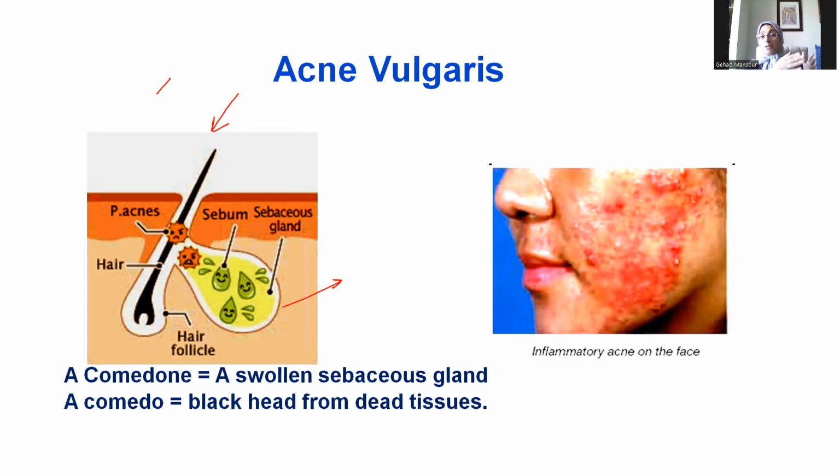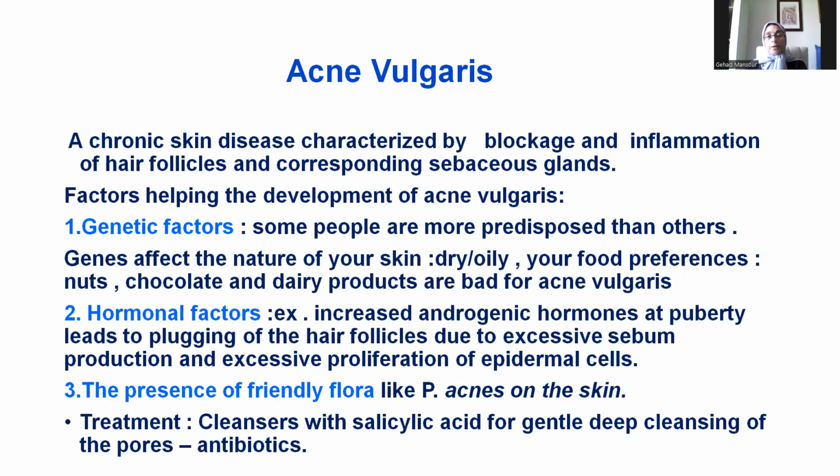This itself, or on its own, can be a question: explain how hormonal changes cause acne vulgaris. So you have to start with the androgenic surge and end up reaching the stage of the comedone, the redness, and the comedo. Okay, what are the factors that help acne vulgaris development?